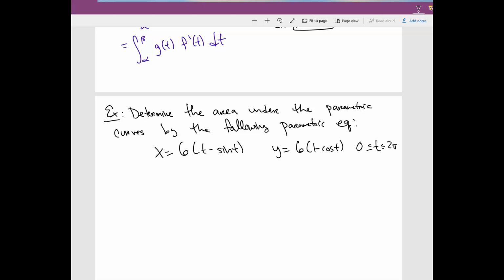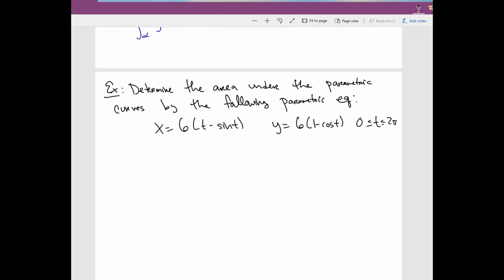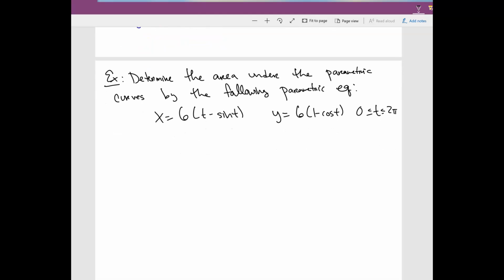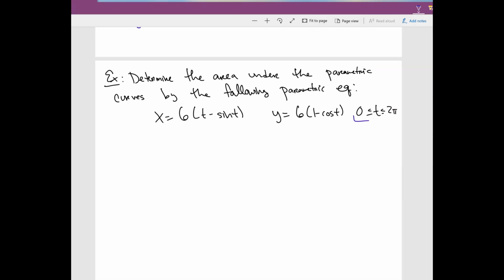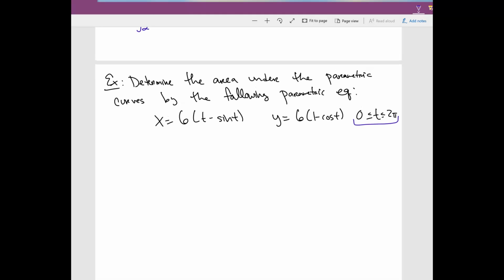We kind of said that this looked a lot like a circle. I don't know if this is going to be a circle anymore. I think it's a cycloid. The graph doesn't really matter. You know that you want to integrate this from 0 to 2 pi, and you want to do it for the set of parametric equations. We already have a formula. The area is equal to the integral from alpha to beta of g of t f prime of t dt.